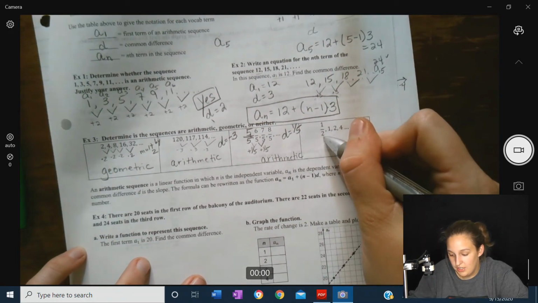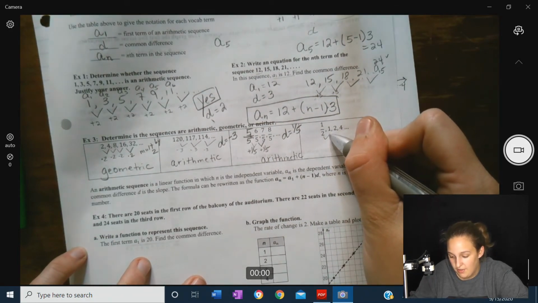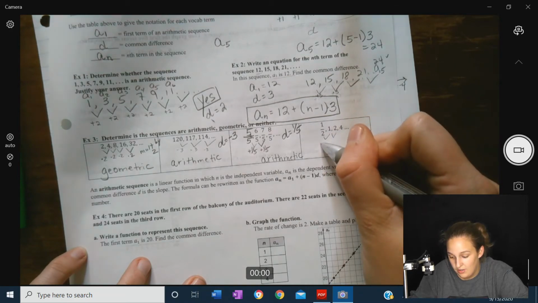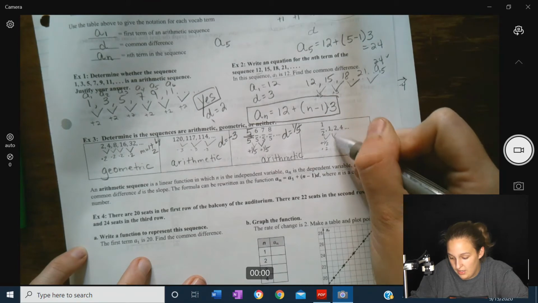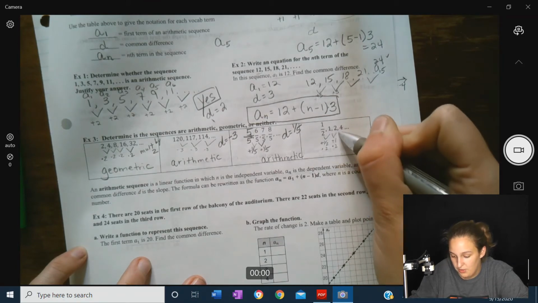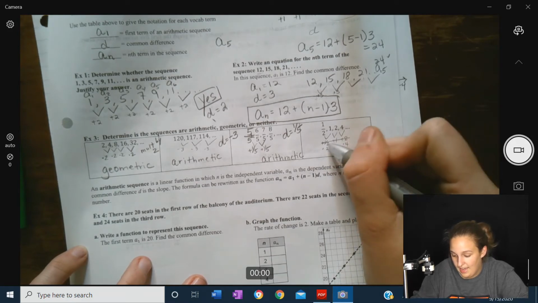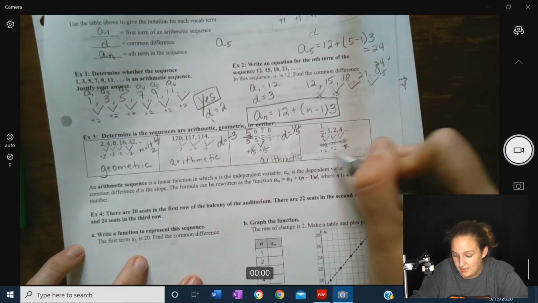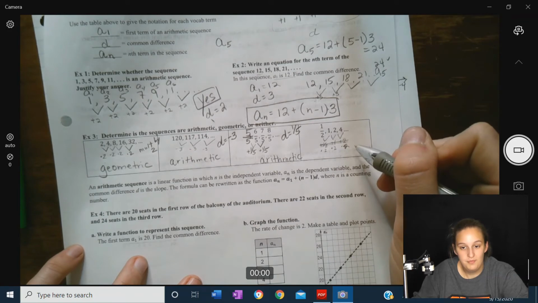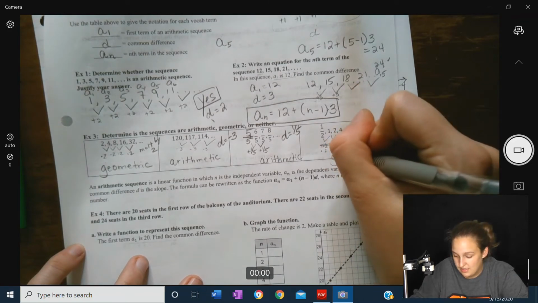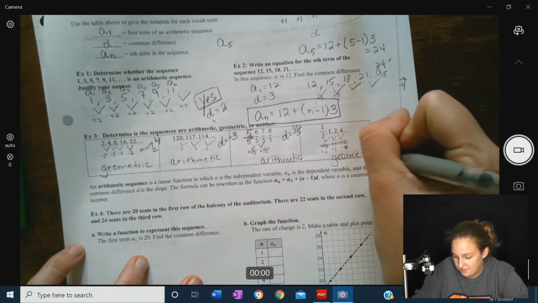All right, over here, what are you doing? Adding a half or multiplying by 2. Over here, you're adding 1 or multiplying by 2. Over here, you're adding 2 or multiplying by 2. Well, the adding doesn't work. The multiplying does because you're multiplying by 2 each time. So you know this is geometric.